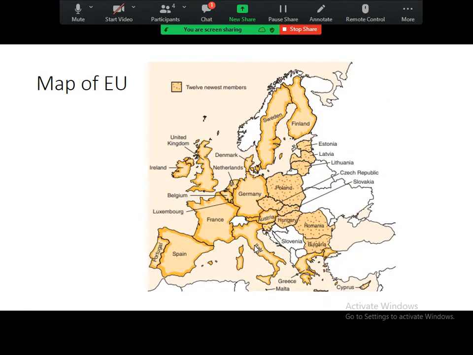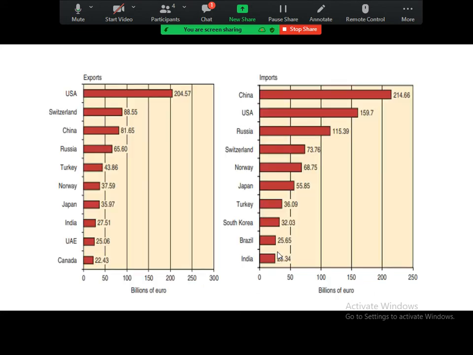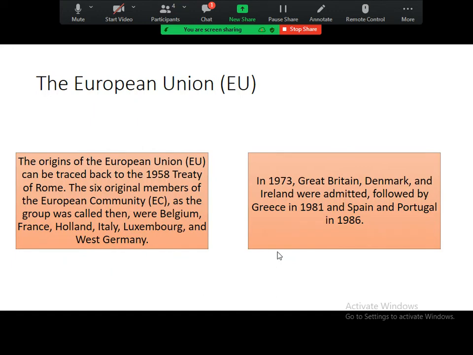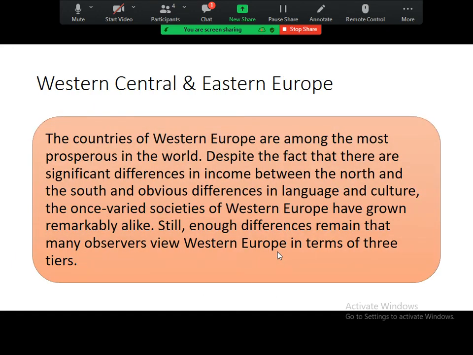Now, the second last part: Western, Central, and Eastern Europe. We will see the countries here: Portugal, Spain, France, Germany, and Poland, Hungary, Romania, Bulgaria, and so on. The involved countries are Western, Central, and Eastern Europe. The 12 newest members are shown in the dotted lines. So we will talk about this. First we will talk about Western, Central, and Eastern Europe.